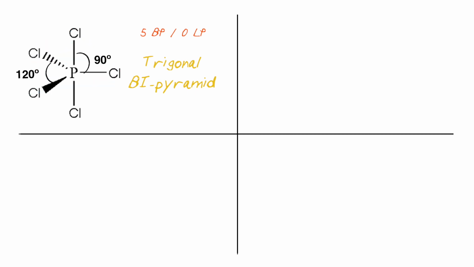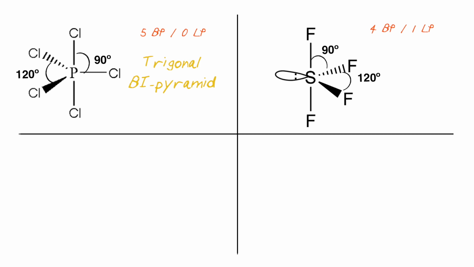The angles you need to know are the 120 degrees between these atoms and the 90 degrees here. The next situation is when we've got 1 lone pair and 4 bonding pairs, like we do in sulfur tetrafluoride. It's called a seesaw shape. The bond angles here sort of need to be remembered because they're a little bit messed up.